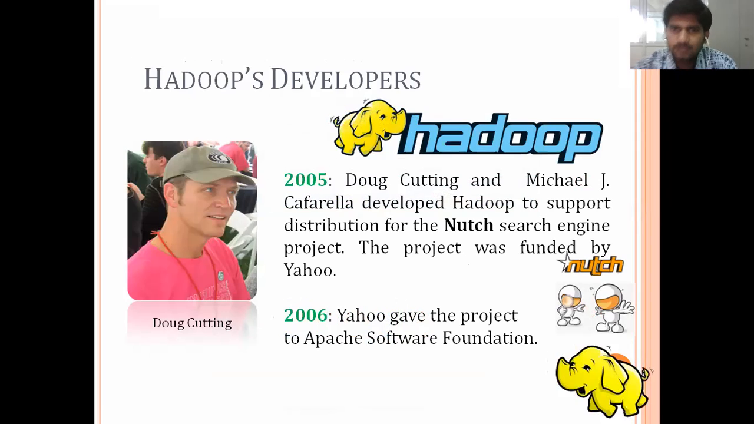So, Hadoop developers: Doug Cutting and Mike Cafarella developed Hadoop to support distributed processing for the Nutch search engine. So this was a search engine previously developed for the Hadoop system. The Nutch search engine is one simple project.